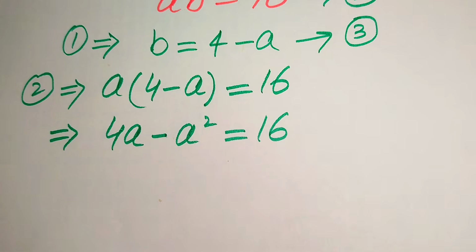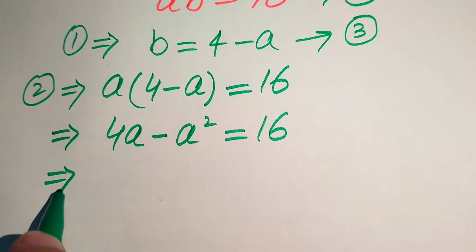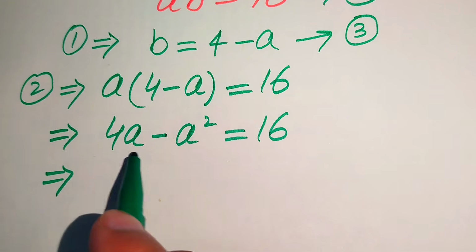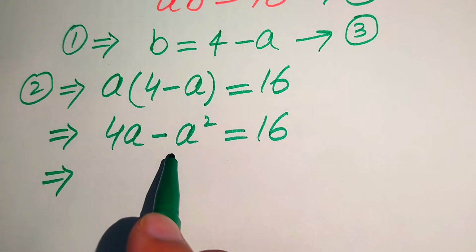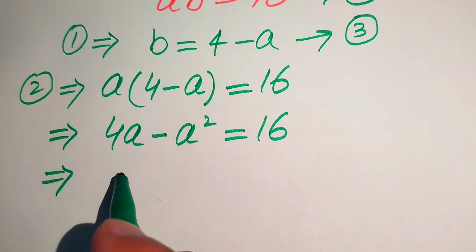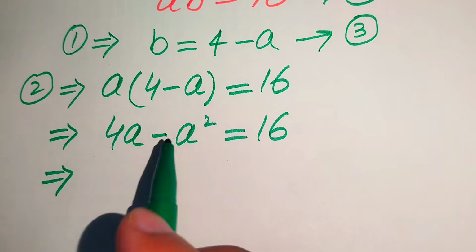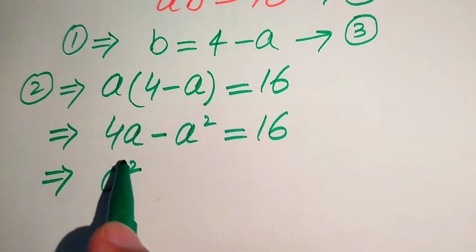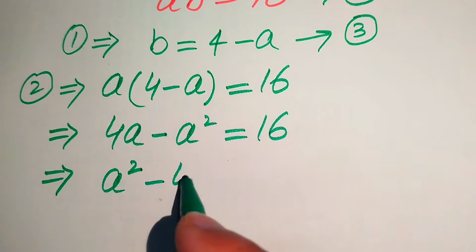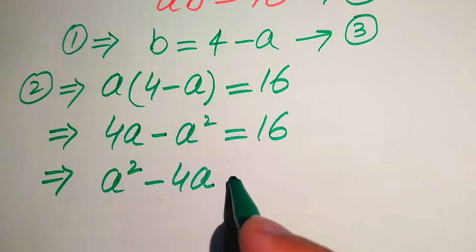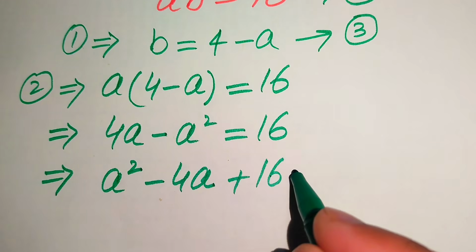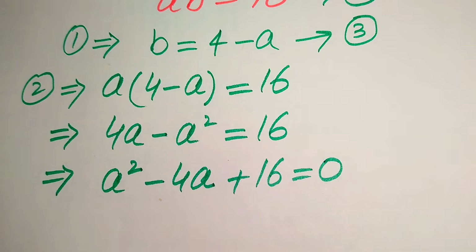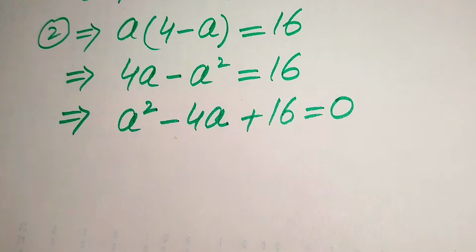And in the next step we move all the terms from the left hand side to the right hand side. You see here these are the two terms 4a - a². We move these to the right hand side and this minus a² becomes plus a², this plus 4a becomes minus 4a, and this plus 16 already lies on the right hand side, and this whole equation equals 0.